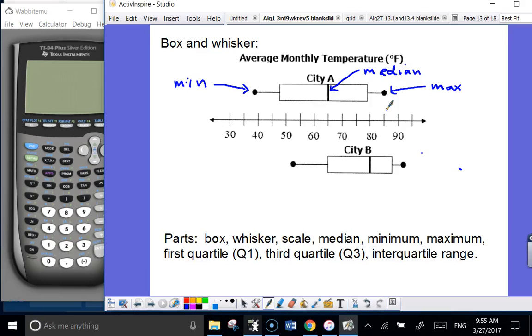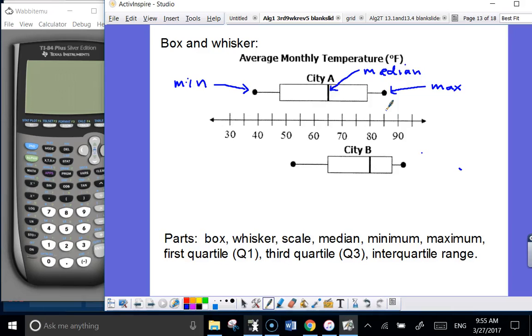25%, right? And then how much would be between the left side of the box and the median? 25%. Now you do the same thing for the right. Find the median of the upper 50%, and that's the right side of the box, right? So in fact, it's dividing all the data into chunks of 25%. 25%, 25%, 25%, 25%. Okay.